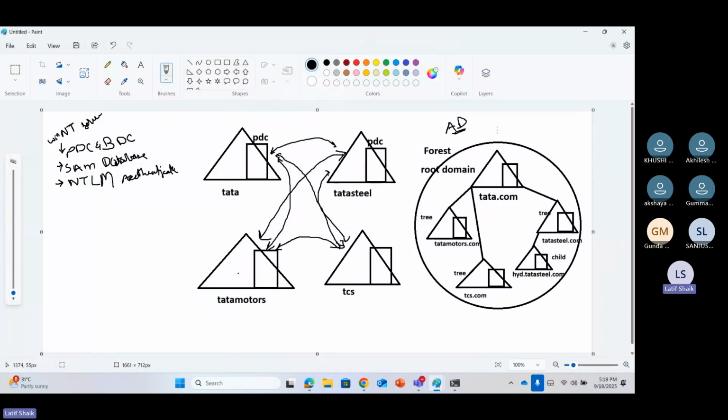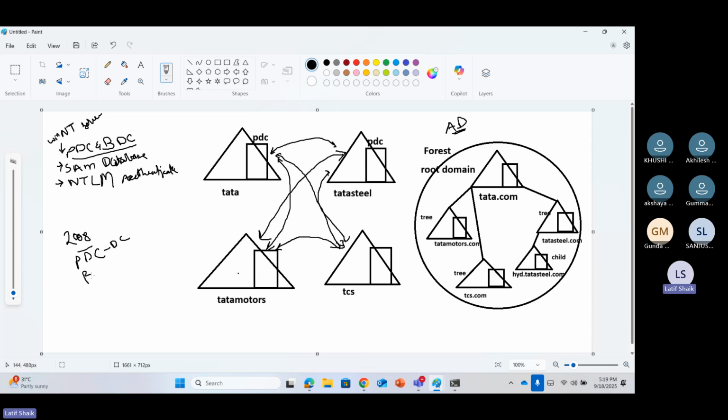Okay, so what is the database name? The Active Directory database. What is the authentication? Kerberos authentication we are using. And the concept called PDC, BDC we used earlier, in NT, 2000, and 2003 also, but from the 2008 server onwards, we changed the PDC name to DC only.